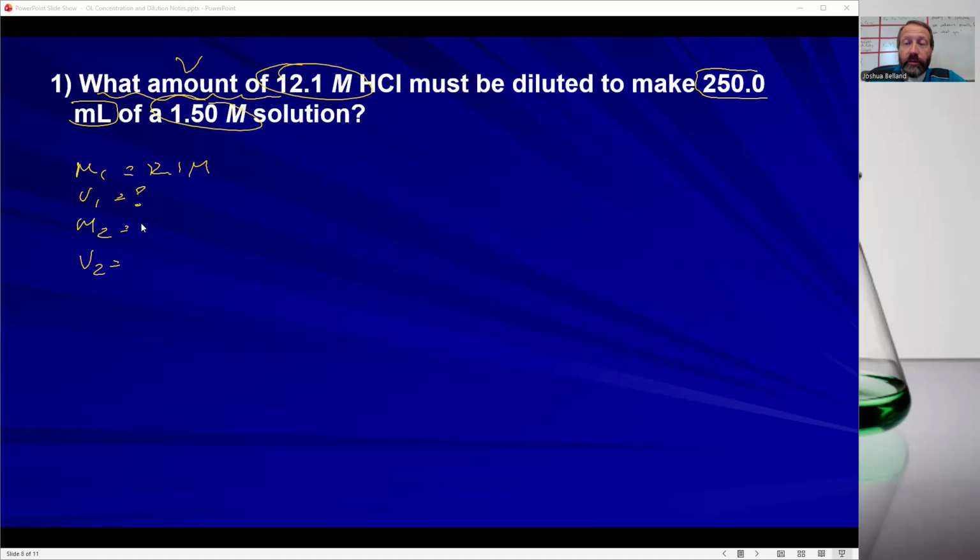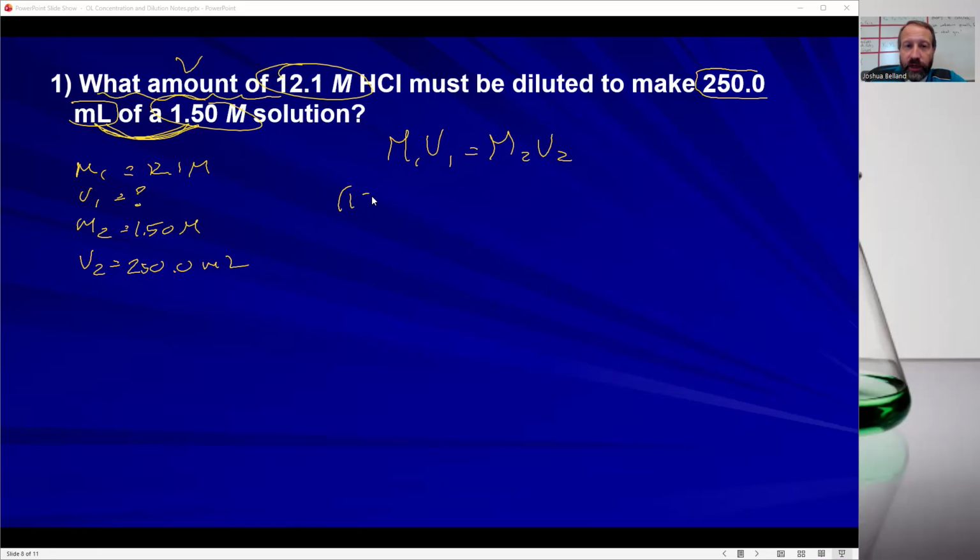Okay. I'm given a new molarity of 1.50, and I'm told I have a new volume. The pairs together. We did this a lot in gas laws. I mentioned all the time the importance of keeping your pairs together. Keep your pairs together. So this goes here. Okay. So here we go. M1 V1 equals M2 V2.